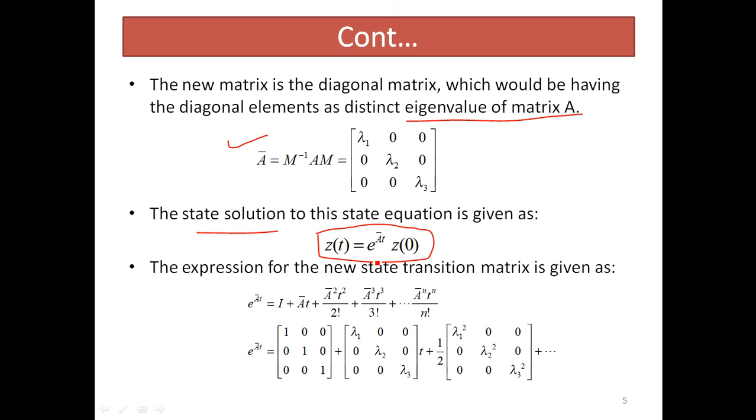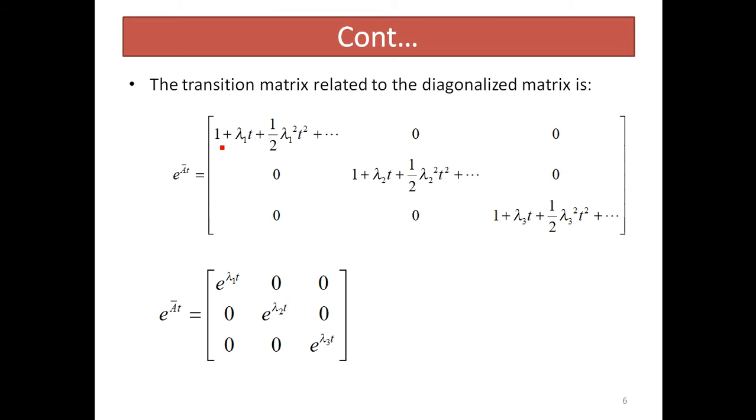Initially, if we define this e raised to A bar t state transition matrix, then its expression would be I, that is the identity matrix, plus A bar t plus A bar square t square over factorial 2 plus A bar cube t cube over factorial 3 plus so on, up to the order of the system matrix A. If you put in the values of the identity matrix, A bar t, A bar square t square and so on, then by adding these elements you would find the diagonal elements, and the other elements would be 0.